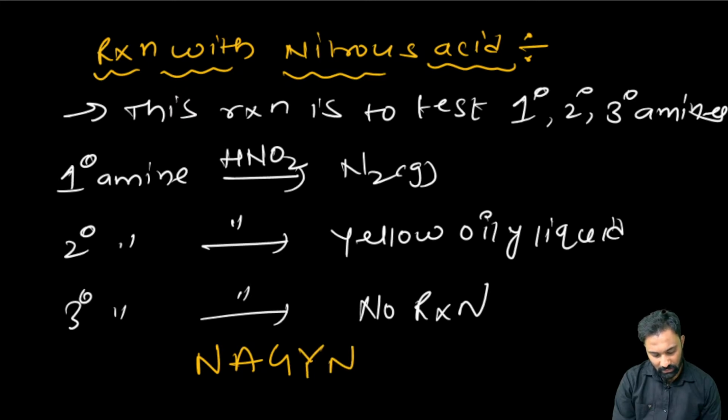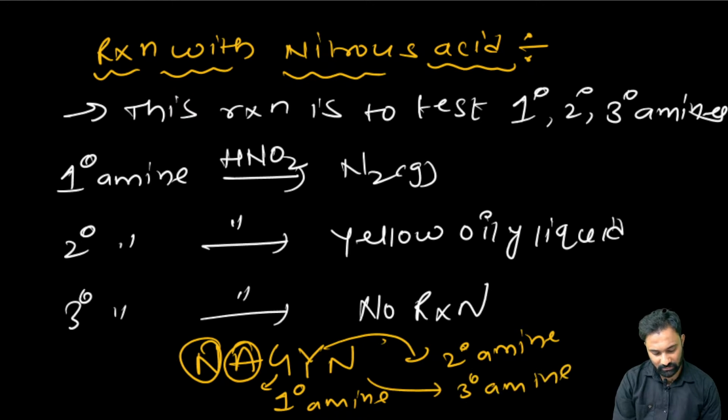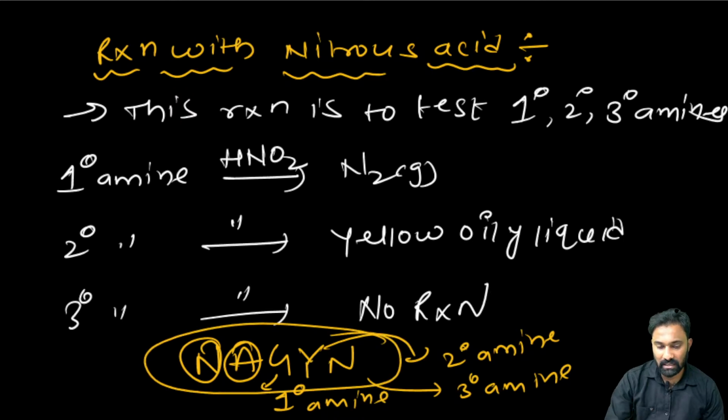Upon nitrous acid reaction, 1 degree amine will give you the nitrogen gas, 2 degree amine will give you the yellow oily liquid, and 3 degree amine no reaction. Here remember it like a noggin. Okay. This trick is known as a noggin.